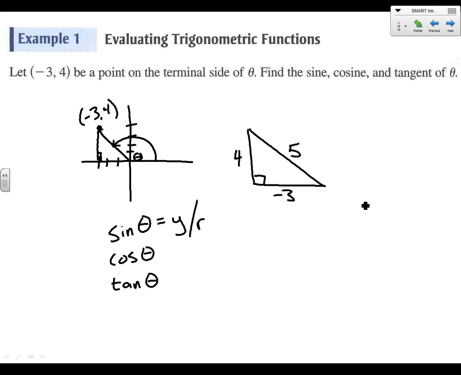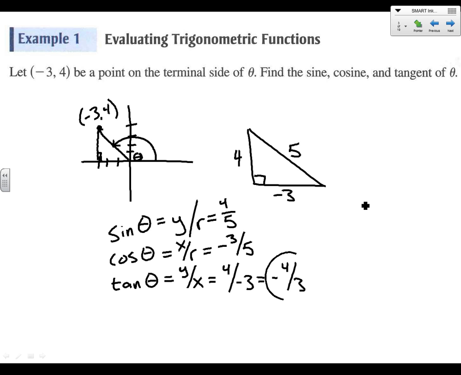All right, we're ready to plug everything in. The sine is y over the hypotenuse, r. The cosine is x over the hypotenuse, r. So the cosine is negative 3 over 5. And the tangent is opposite, y, over adjacent, x. And so in this case we'll have 4 over negative 3, or negative 4/3. And those are our answers.